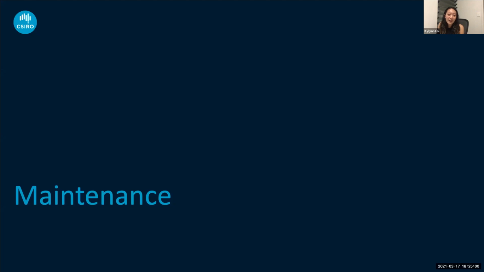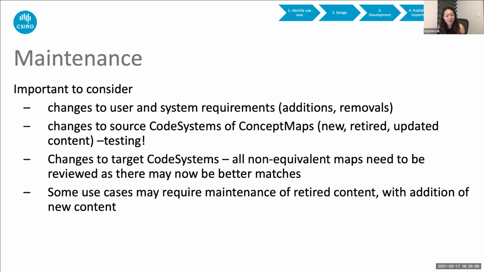It's really important not to forget about maintenance. And I know it's really easy to think, oh, I've built this map and I'm done, but maintenance always comes back after a while. With maintenance, it's really important to consider changes to user and system requirements, whether they're additions or removals, changes to source code systems of the concept map, whether they're new, retired, or updated content. And a lot of that can be done by automated testing. Changes to your target code system. And when you do that, you do need to look at any non-equivalent maps as they may require review because there may now be better matches.